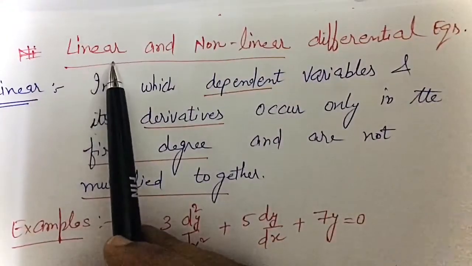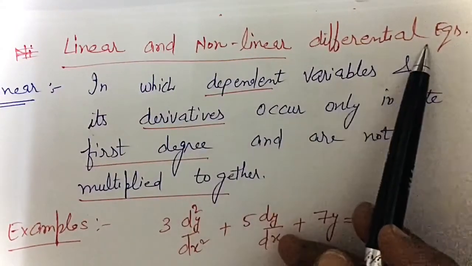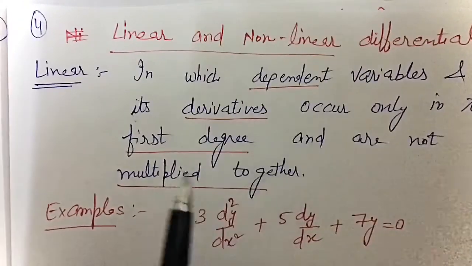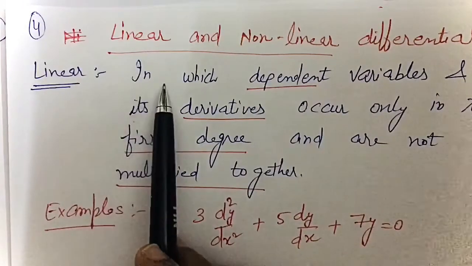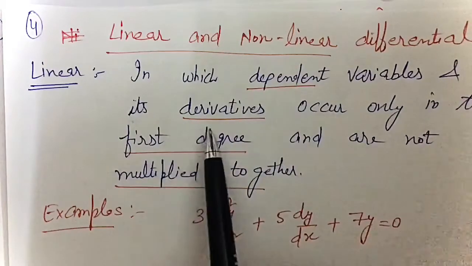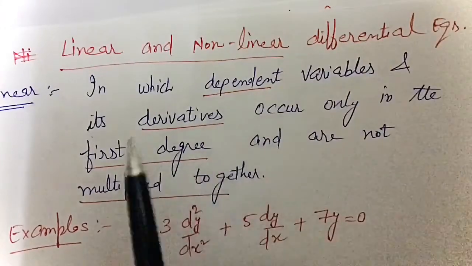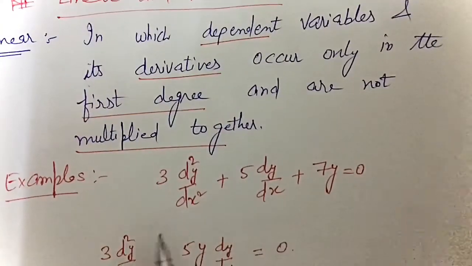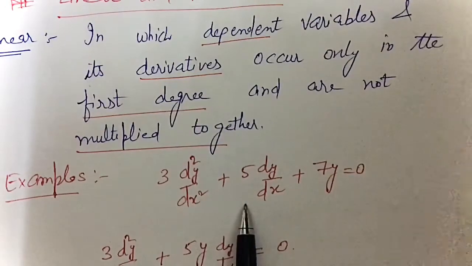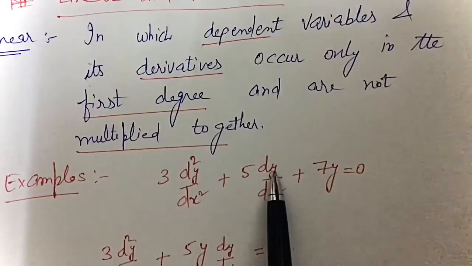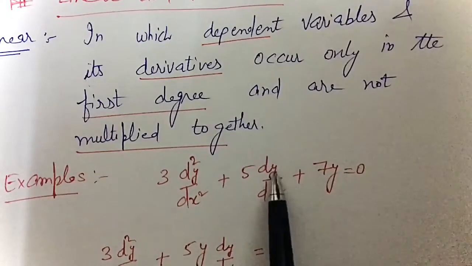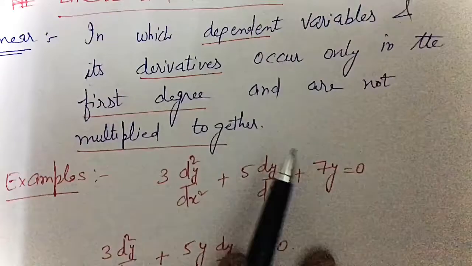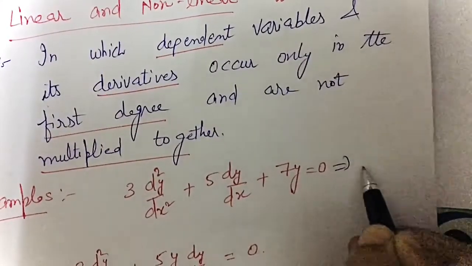Next topic is linear and non-linear differential equations. How can we find the linearity of the differential equation? A linear differential equation is the one in which the dependent variable and its derivatives occur only in the first degree and they should not be multiplied together. For example, we have given this differential equation. Here this y is the dependent variable and these are the derivatives of the dependent variable. They are not multiplied together. Therefore this is the linear differential equation.